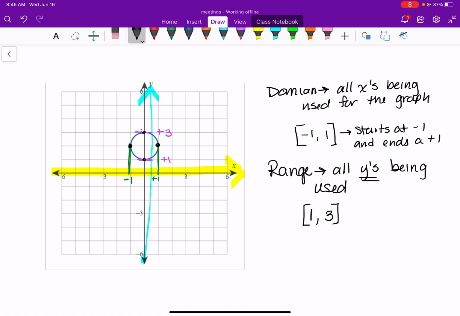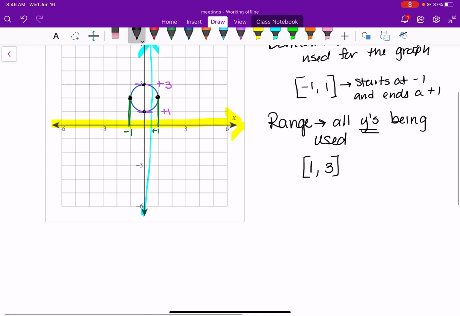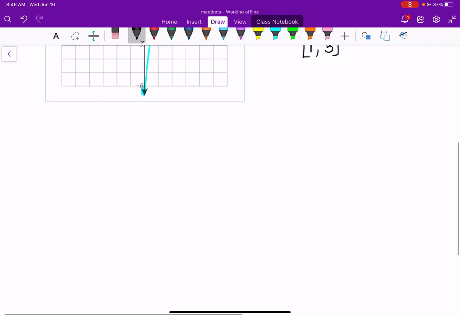So remember, we're talking about domain and range. It's not like you're finding points on the graph. You're actually saying, where does the circle start? Where does it end? That's why when we have things that go on forever, we talk about going to infinity and negative infinity. So, for example, I'm going to do a very, very rough graph here.